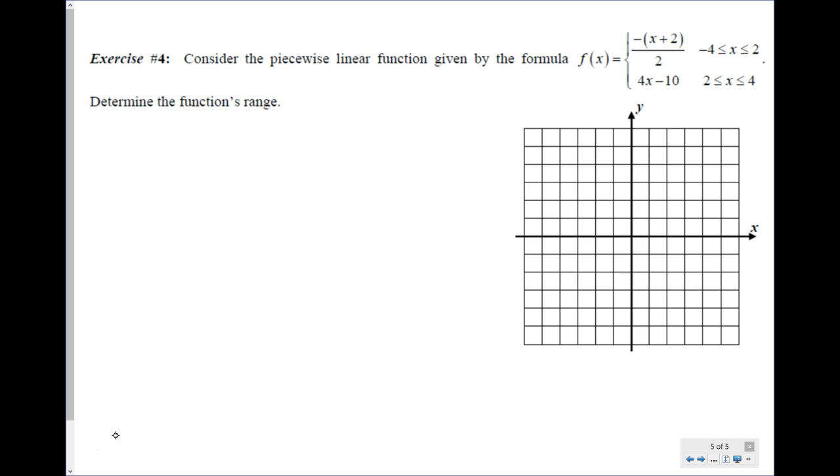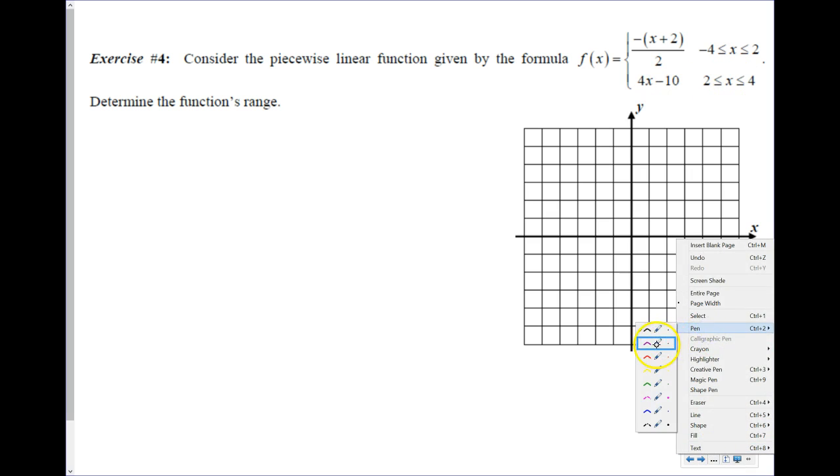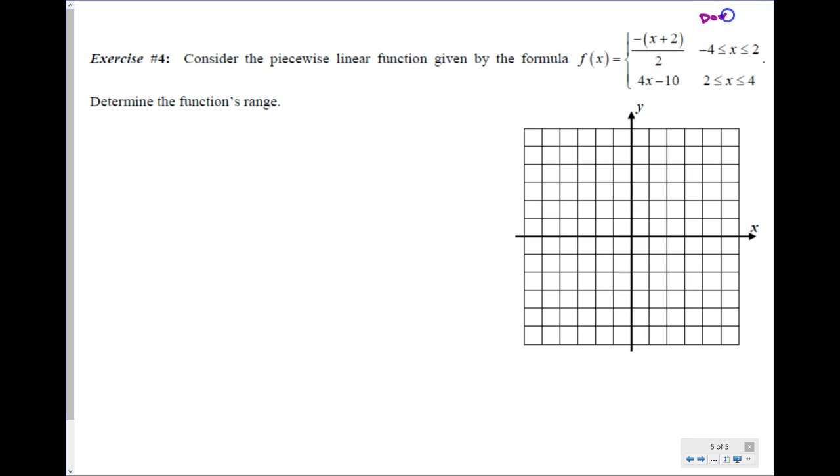Okay, so exercise 4, it's a piecewise linear function given by the formula f of x equals -x plus 2 over 2 from -4 to 2, and then 4x minus 10 from 2 to 4. So this already gives you the domain. Remember, domain are my x values, so my domain starts at -4 and it ends at 4.